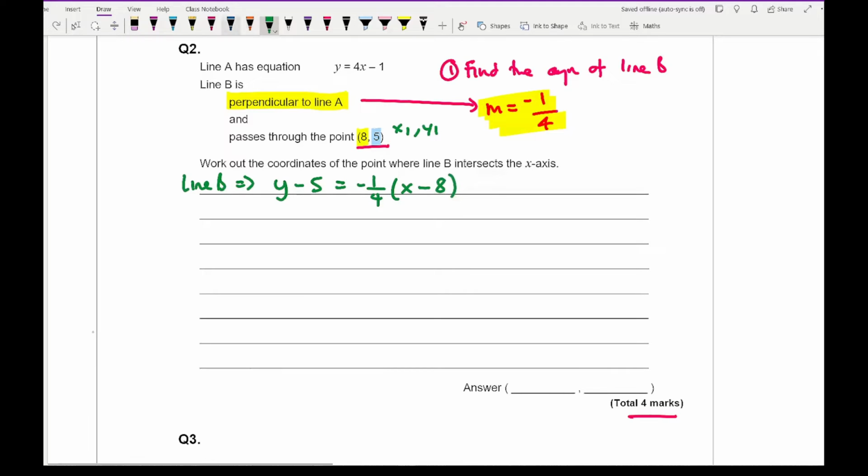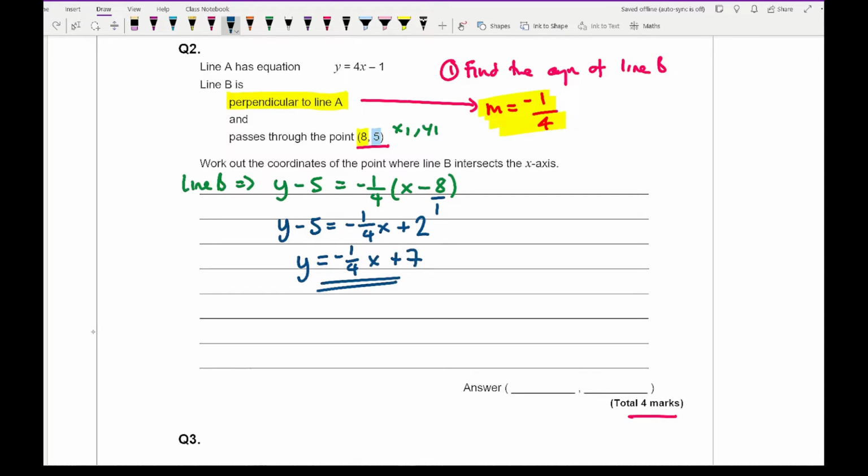Then from this, what I want to do is expand the bracket. So I've got y - 5 = -1/4 x + 1/4 times 8. Well, if I change that 8 to a fraction, 8 times 1 is 8, 4 times 1 is 4, so 8 divided by 4 is 2. And then from this, I can take the 5 over, so it gives me y = -1/4 x + 7.